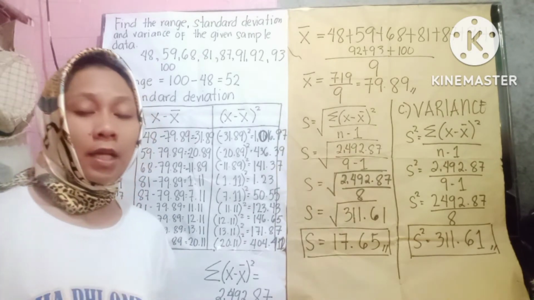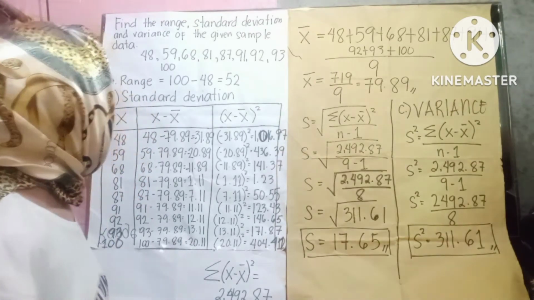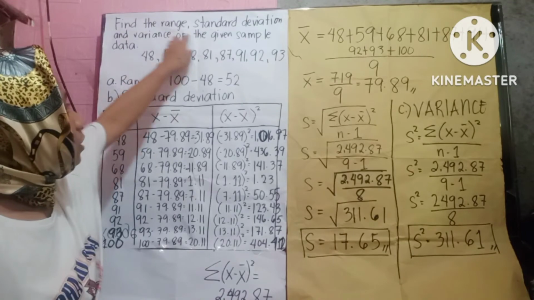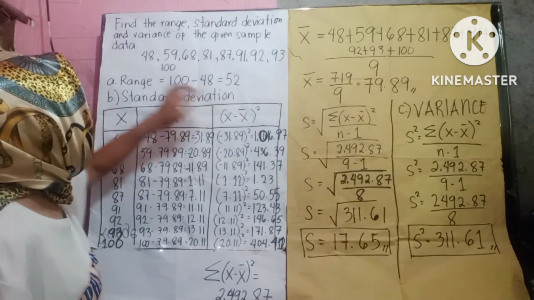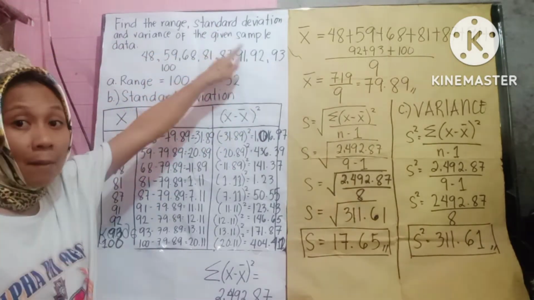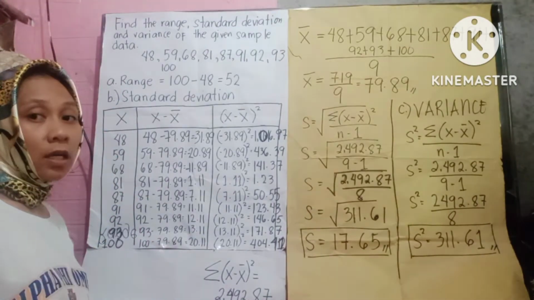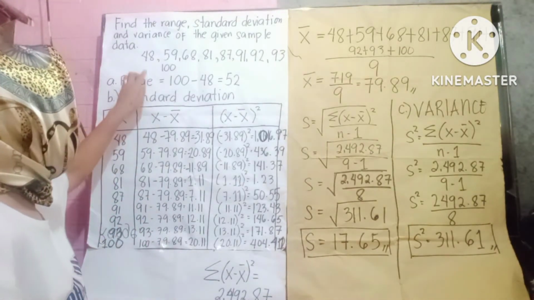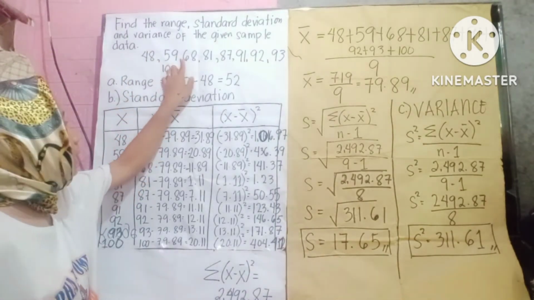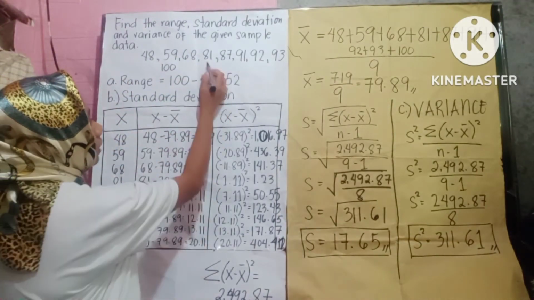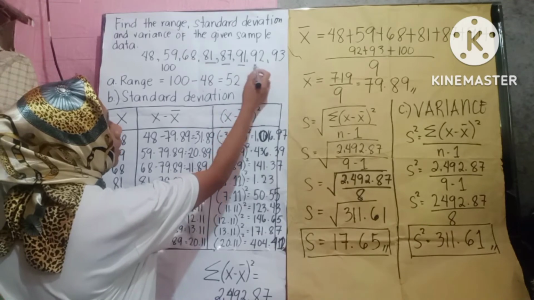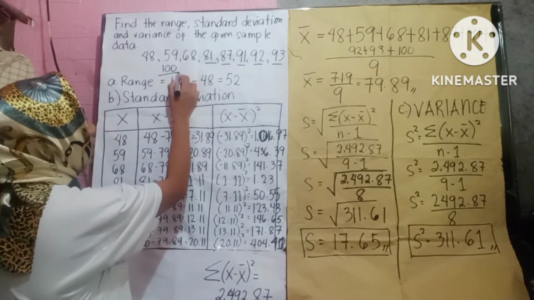I gave another example so we can better understand how to get the range, the standard deviation and the variance. Here is the situation: find the range, standard deviation, and variance of the given sample. Meaning, it is again a sample of data. These are the given sample data: 48, 59, 68, 81, 87, 91, 92, 93, and 100.